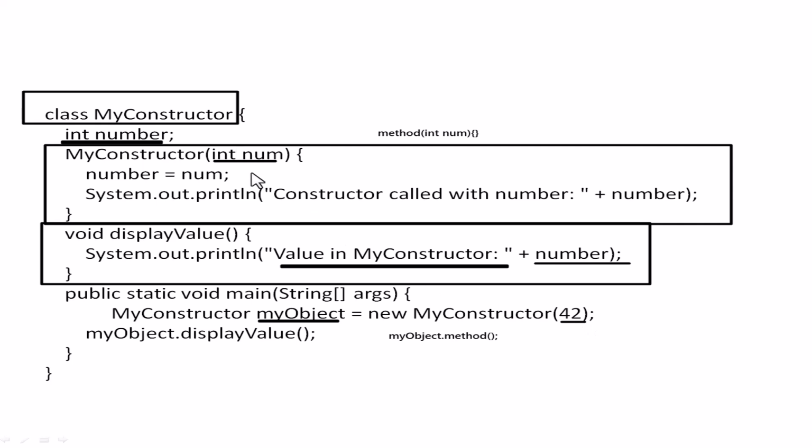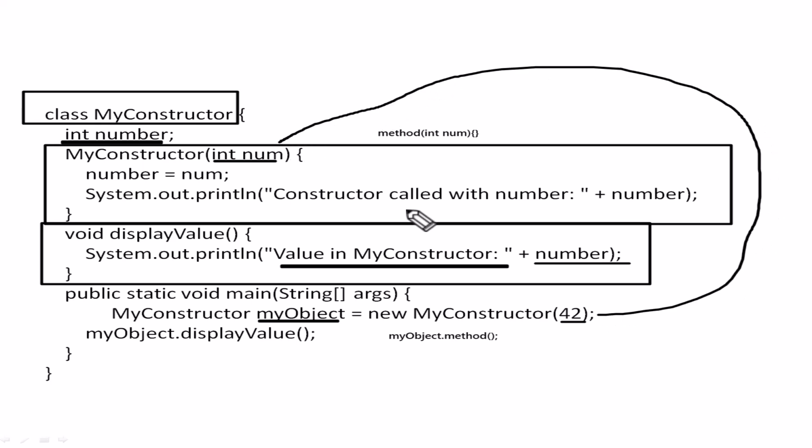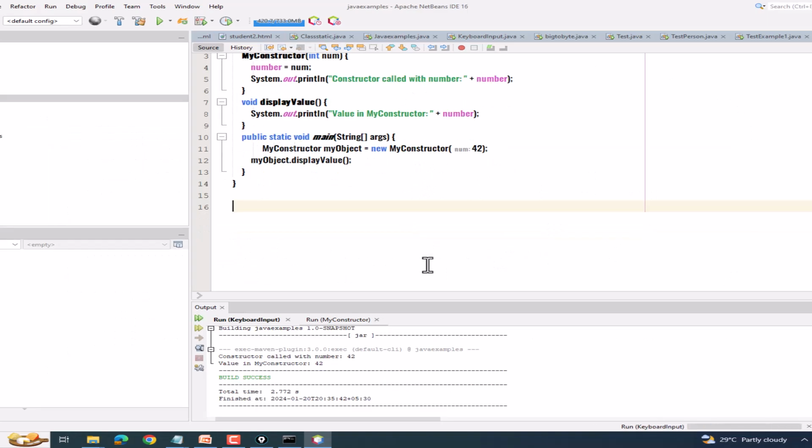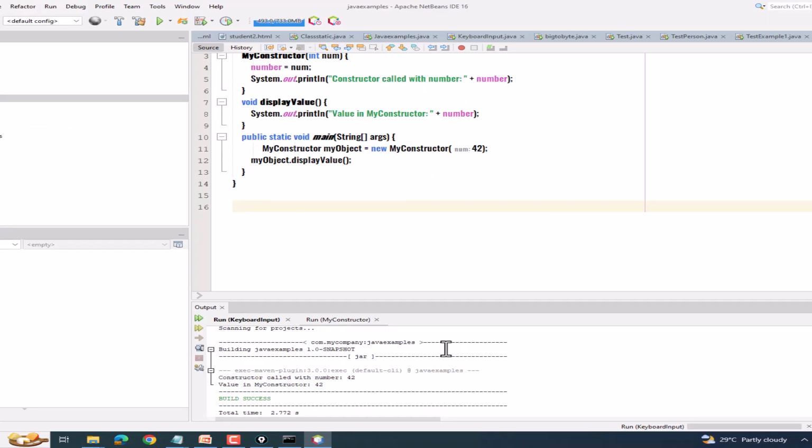The value 42 will be passed from here to here, to the number, and it is going to display the number. Now it needs to be displayed by using myObject dot displayValue. Here it is going to display the value which is inside the constructor. It shows constructor called with number 42, and the displayed value is shown. Value in MyConstructor is 42.